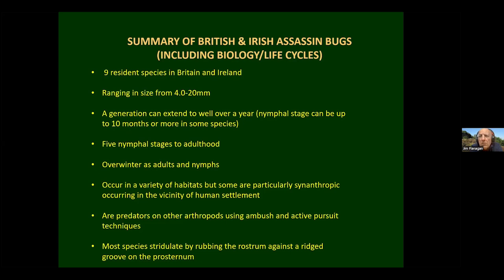And there's one thing that's unique to assassin bugs, which is that they have this capability of stridulating by rubbing their rostrum against a ridged groove on the prosternum. I'm sorry, I haven't got a photo or a diagram to show that. But there are supposed to be hundreds of ridges on this groove, which they can rub the rostrum against.